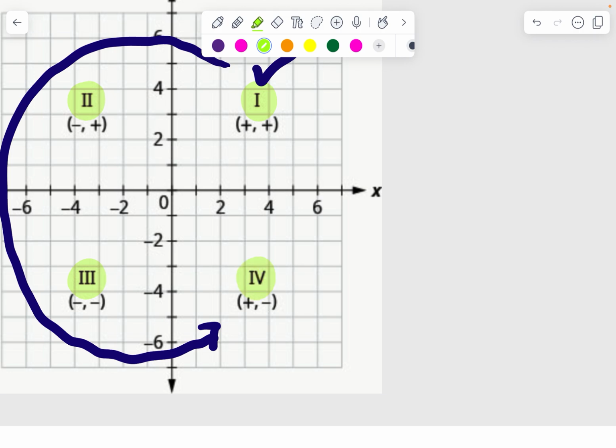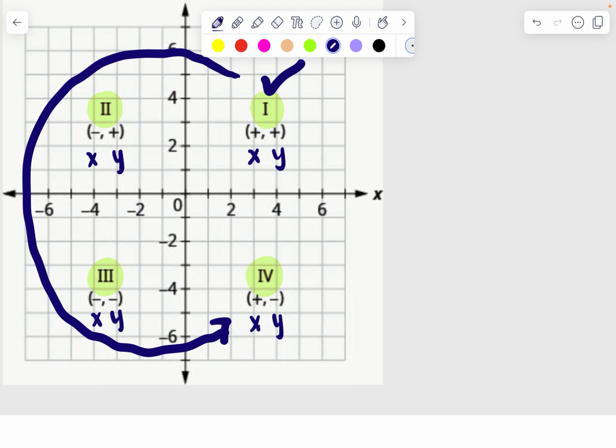You can see in quadrant 1, both the x value and the y values are positive. Quadrant 2, the x value is negative, y value is positive. Quadrant 3, x and y are both negative. Quadrant 4, x is positive, y is negative.